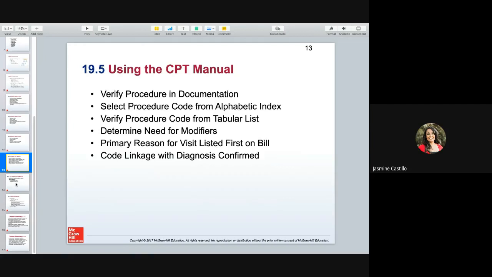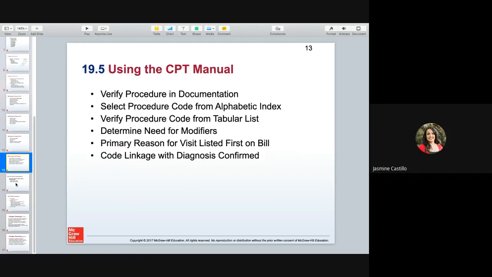When we are using the CPT manual, you have to make sure that you verify your procedure in its documentation. So you are using the progress note to verify what procedure was done. You're always going to go to the back of the index to look up the code or to look up the procedure first. So again, let's say I did an EKG. I would go to the index. I would look up electrocardiogram. It would tell me to go to the 93000. So then I would go to the 93000 and I would look and see what that description said.